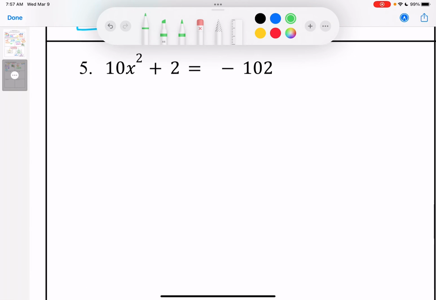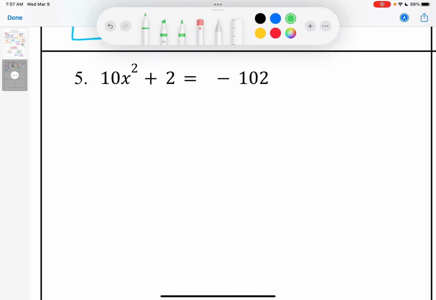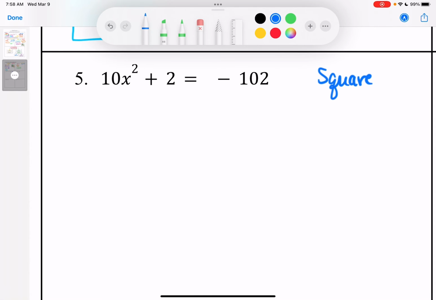Number 5. 10x squared plus 2 equals negative 102. At any point here, when you're starting to feel confident, you just pause your video, see if you can do it on your own. You can always skip past my explanations if you get it right, okay? All right, let's see. Is there an x term? There is not. So this one, again, would be square roots.